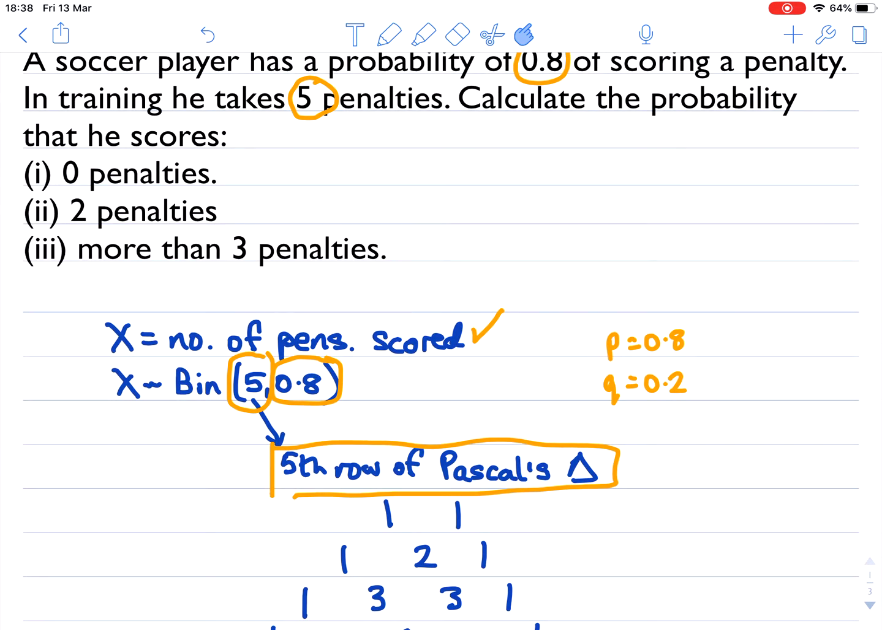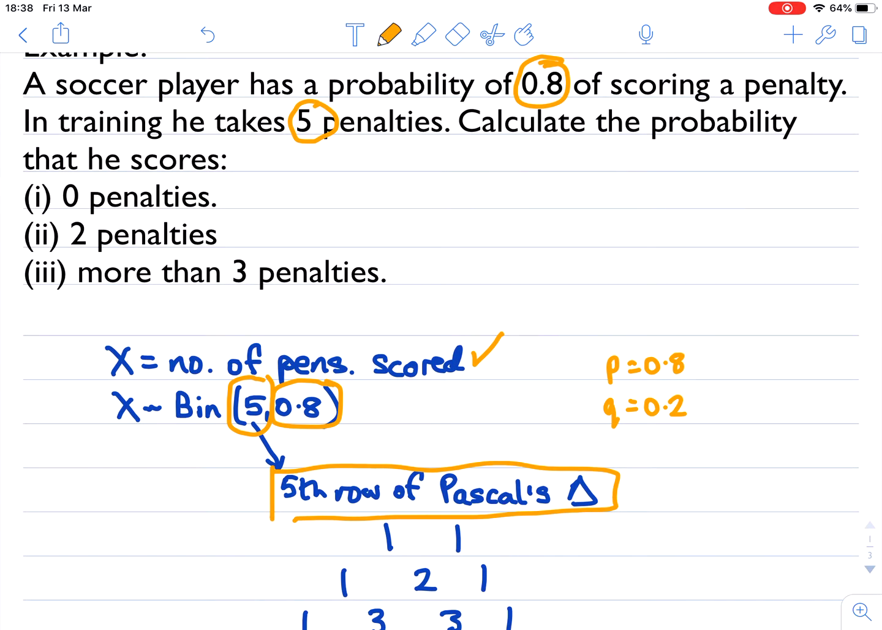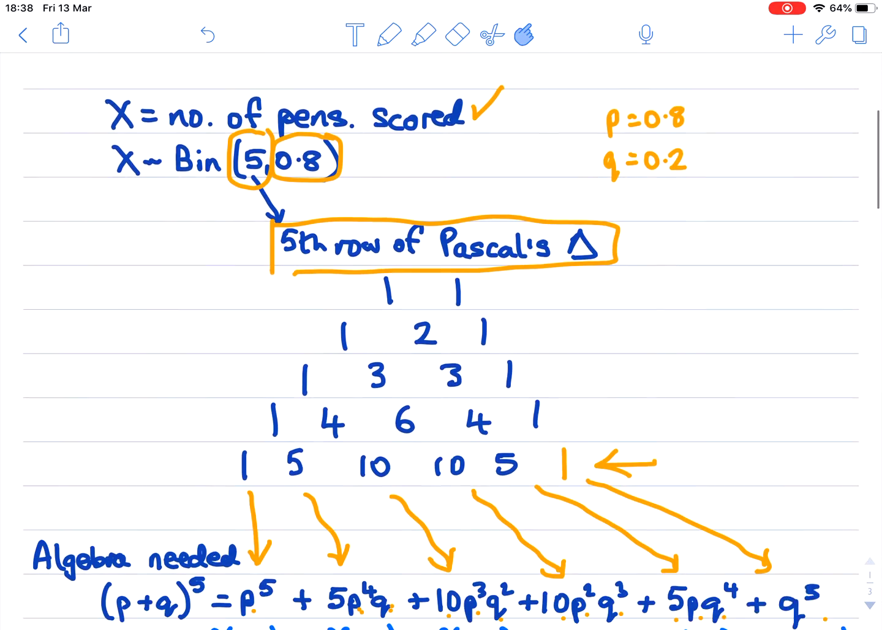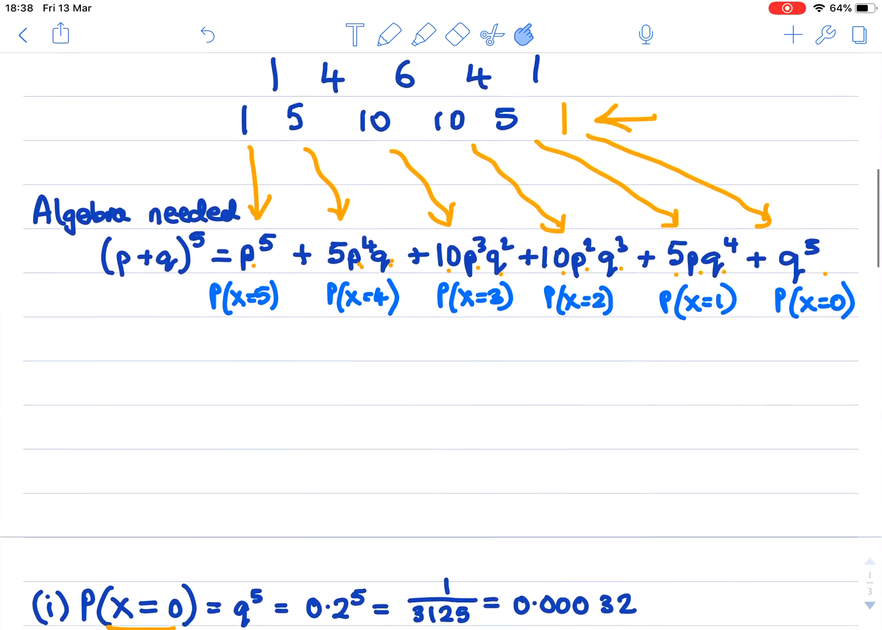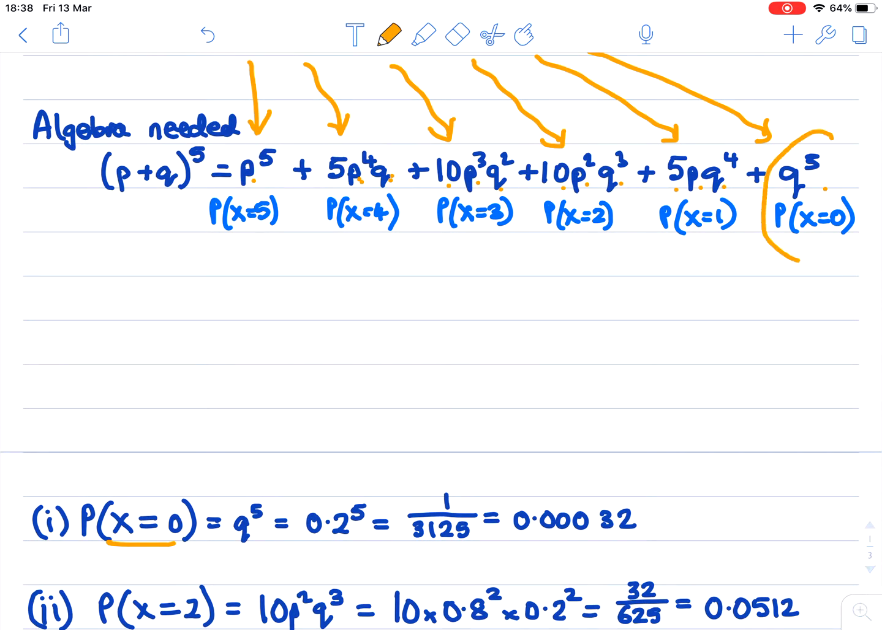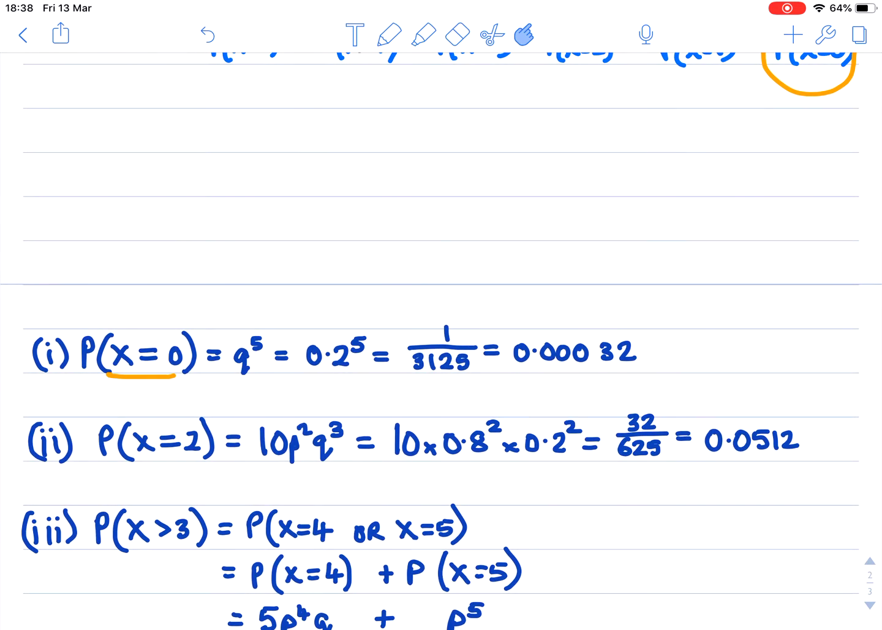So the first question being asked is, what's the probability he scores no penalties? So to score no penalties, that means the probability that x is 0. So just look back at the row, that means q to the power 5, so it's this one here we're talking about. So we'll just say q to the power 5, now we know that q is 0.2, so it's 0.2 to the power 5, stick that in your calculator. First of all, you'll get this fraction, and then just press S to D, and that's the decimal.